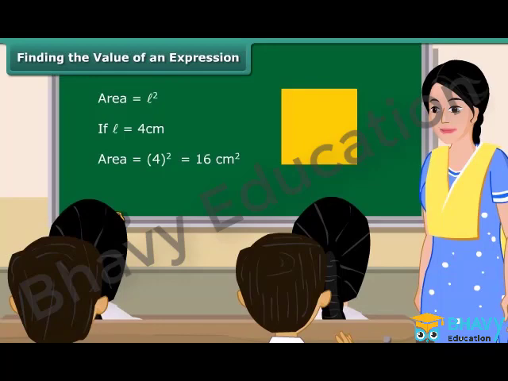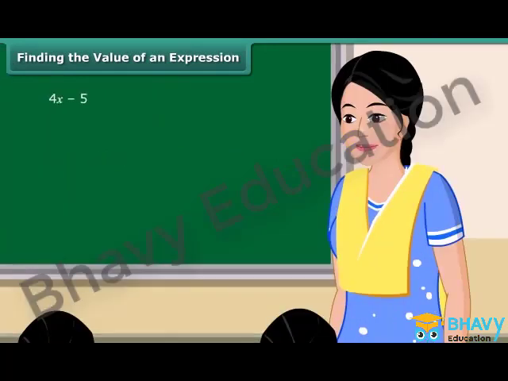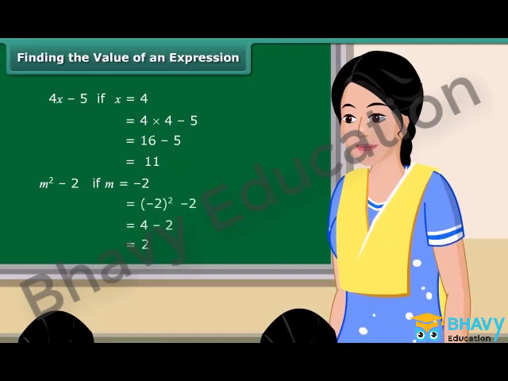Consider the expression 4x minus 5. If the value of x is equal to 4, then the given algebraic expression is equal to 4 into 4 minus 5, which is equal to 16 minus 5, that is 11. Similarly, if m is equal to minus 2, then the value of the expression m square minus 2 will be equal to 2.